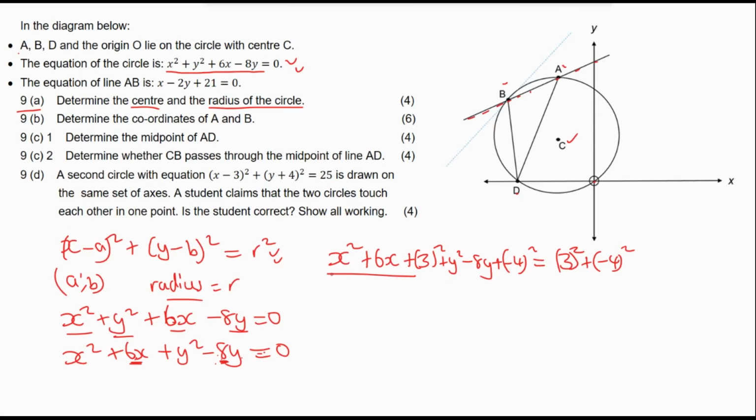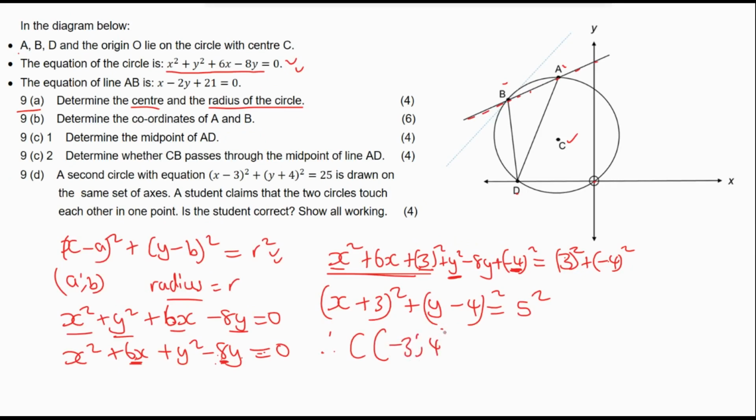And then when we factorize the first three terms here, we'll just get (x plus 3) squared. Okay, and then plus, this one will give you (y minus 4) squared. Then it's equal to 9 plus 16, which is 25, and 25 is 5 squared, meaning that the coordinates of C are (negative 3, 4), and then r is equal to 5 units.